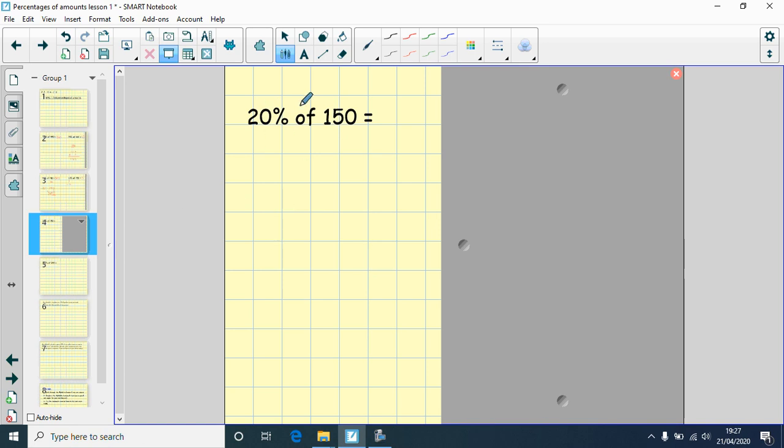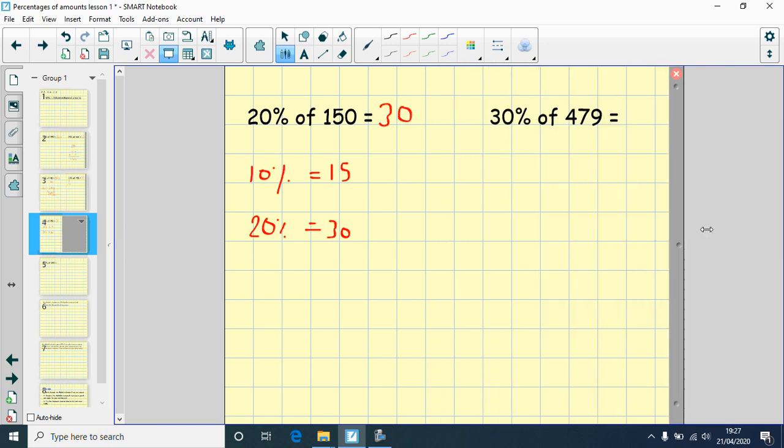Let's have a look at this next one then, 20% of 150. So I would start off with 10%. I know how to find 10%, I've just done it. I divide it by 10, and I divide it by 10 because there's 10 lots of 10 in 100. So 10% of 150 is 15. That's not the answer though, because I need to find 20%. Now, double 10 is 20, so double 15 is 30, and that gives me the answer. 20% of 150 is 30. Let's have a look at the next one.